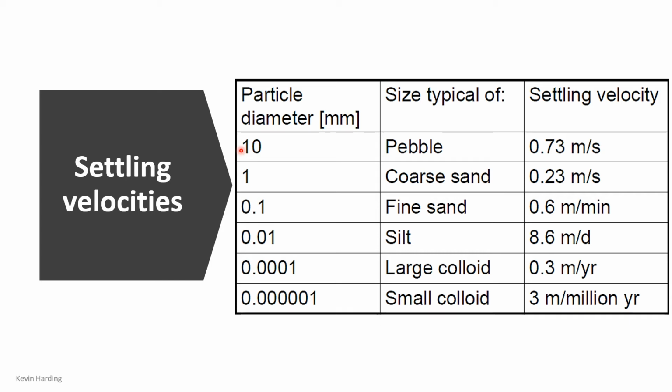As you get smaller though, we now go by a factor of 10. So we've got a coarse sand, fine sand, silt, large colloids and small colloids. The times go from meters per second, to meters per minute, meters per day, to years. So if you have a silt, which is a fairly fine particle, there is almost no way that you can design a settling tank to separate out a silt at this speed.